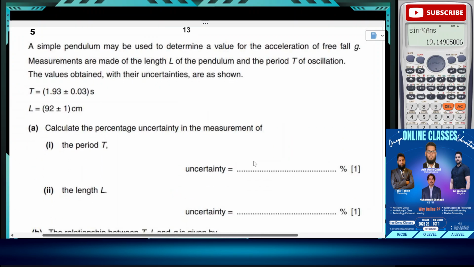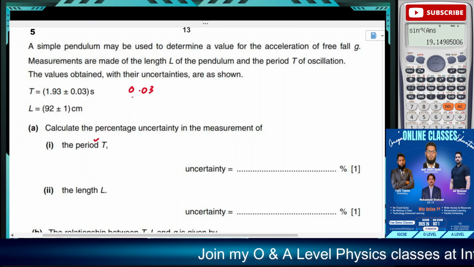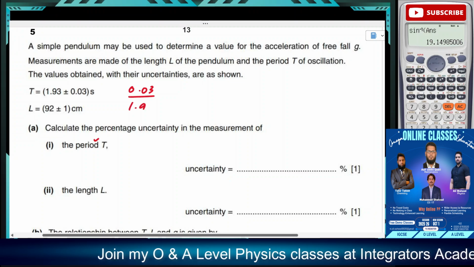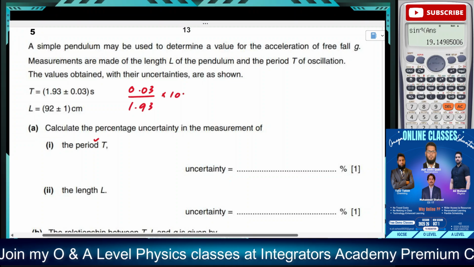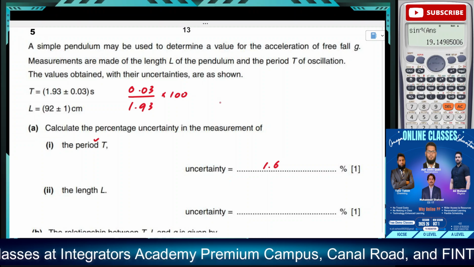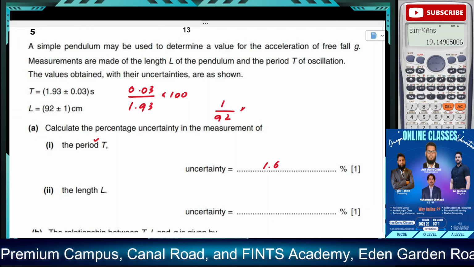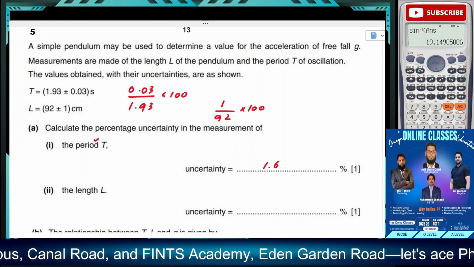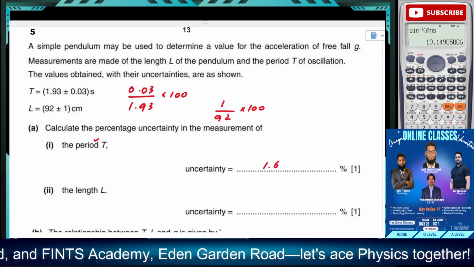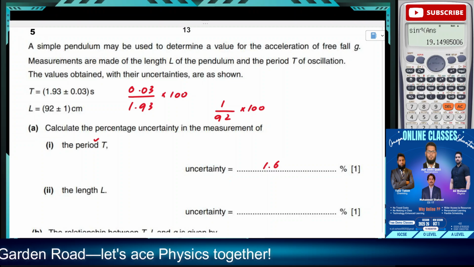Okay, then we have the next one. Calculate the percentage uncertainty in t. So that would be 0.03, second value, divided by the first value, times 100. You get it as 1.6. The second one in length would be 1 divided by 92 times 100. And this one you would be getting 1.1.